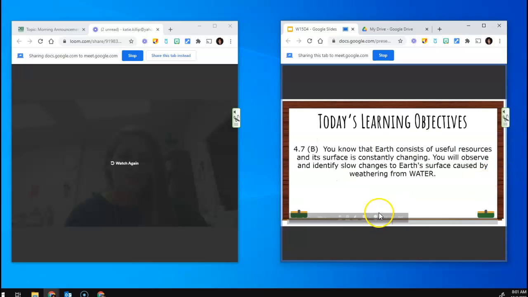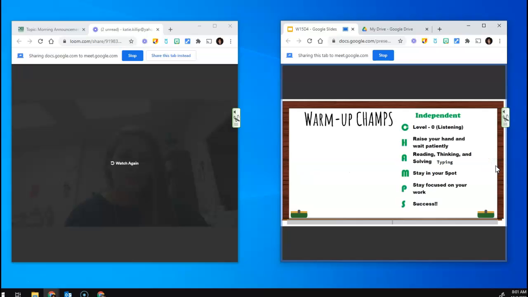Today's learning objective actually should say wind and water. You know that the earth consists of useful resources and its surface is constantly changing. We will observe and identify slow changes to the earth's surface caused by weathering from water, but like I said, we're also going to do wind since we didn't get to complete that yesterday.